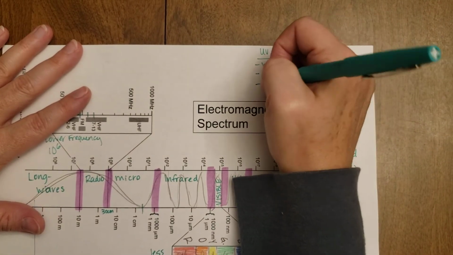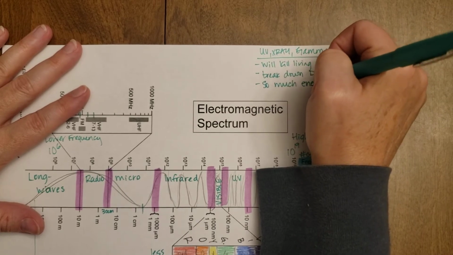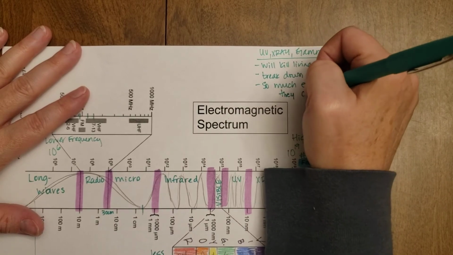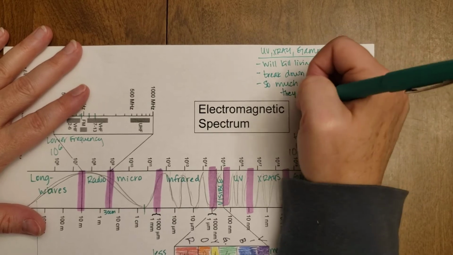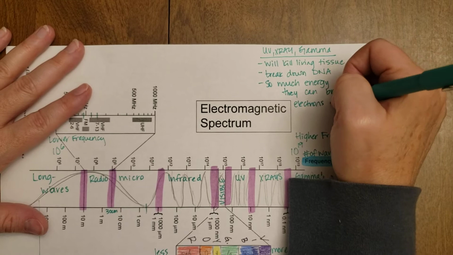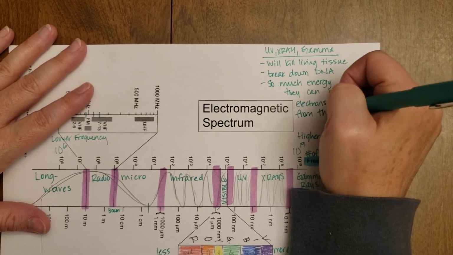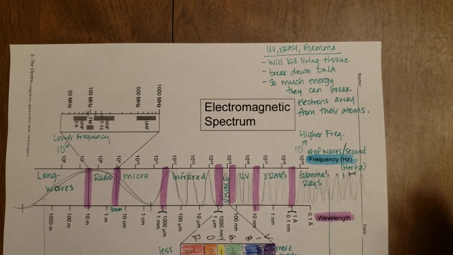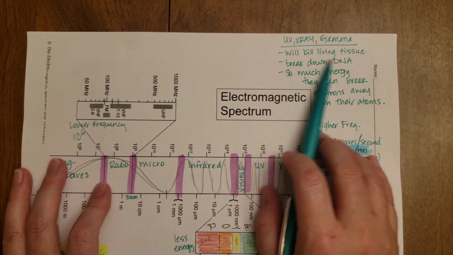And those three types of waves have so much energy that they can break apart or they can break electrons away from their atoms. I don't know about you guys, but I'm not that powerful. So X-rays, UV rays, and gamma rays kill living tissue.